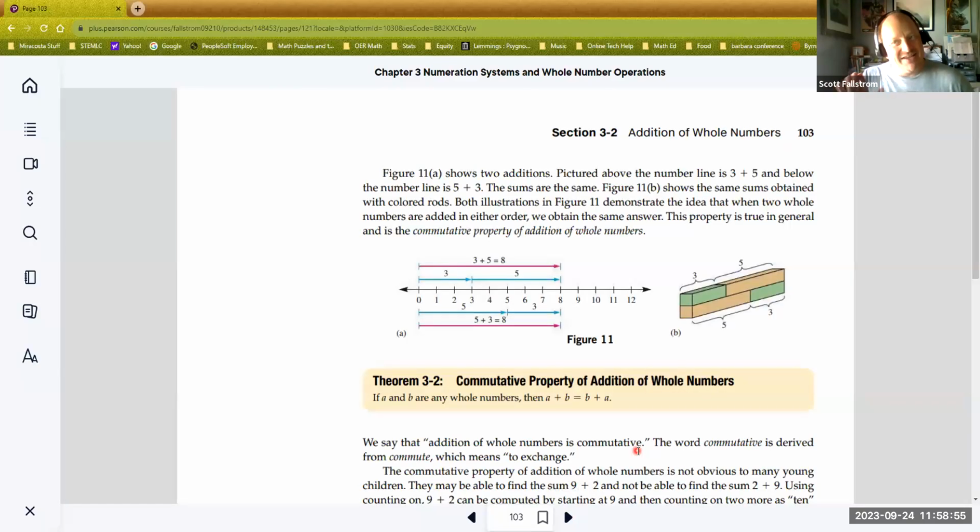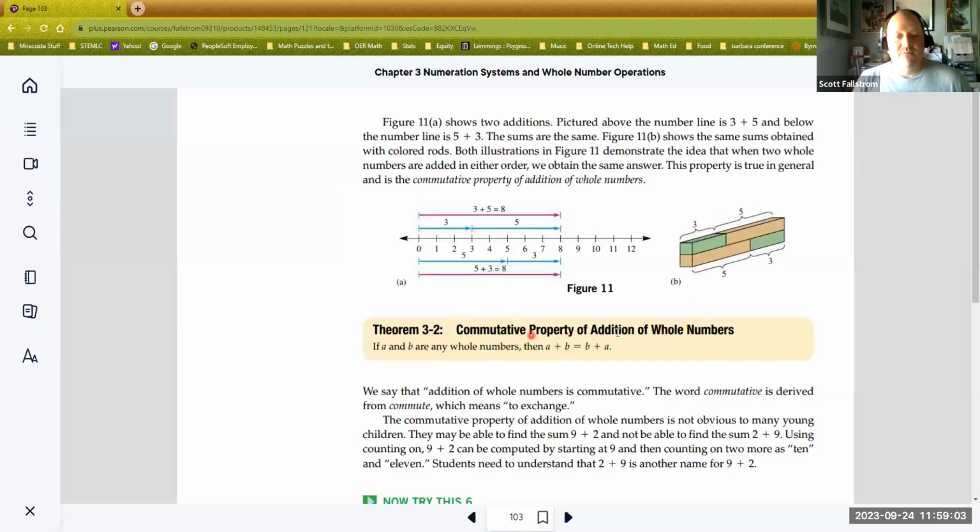We're not teaching elementary math. We're teaching you how to think about and understand elementary math at a deeper level. Okay. Next up is the commutative property.